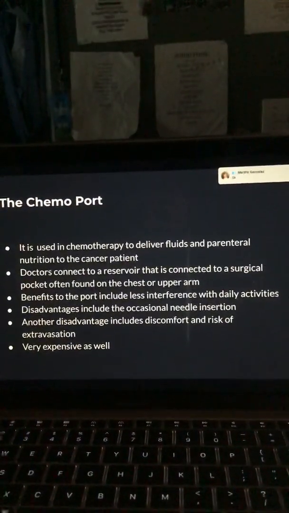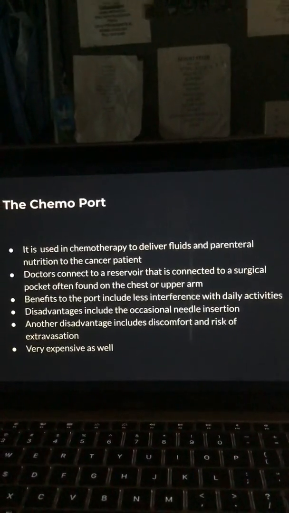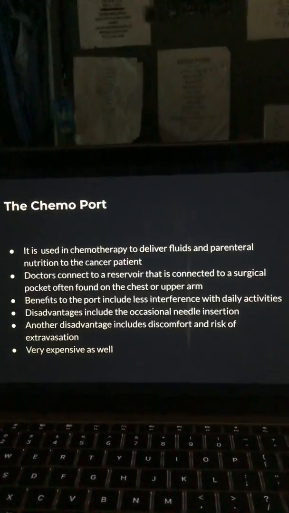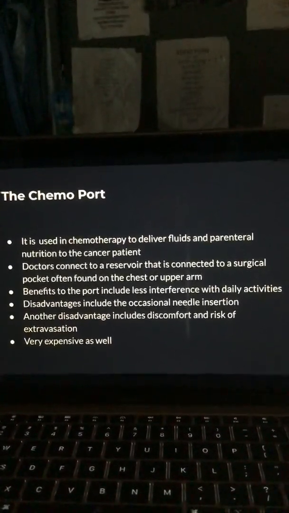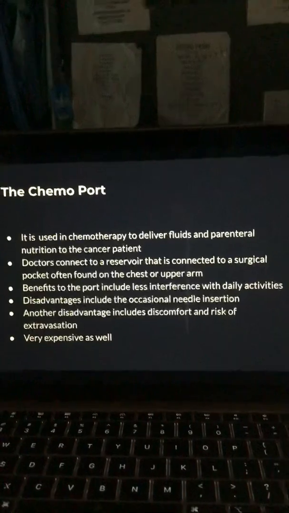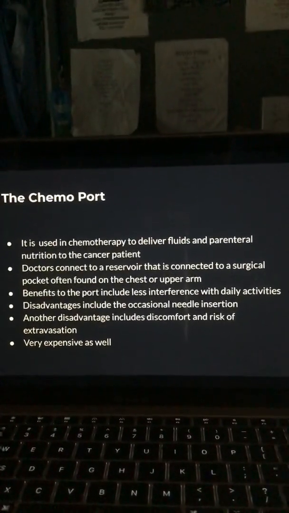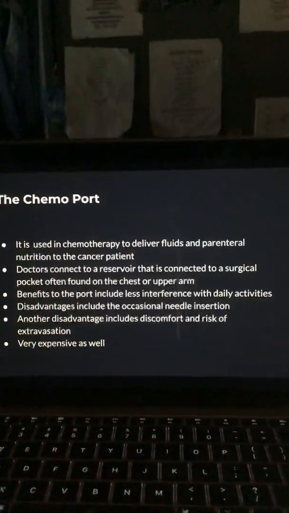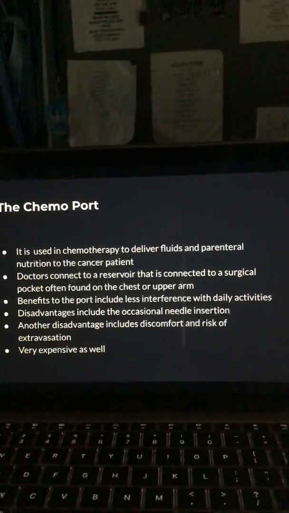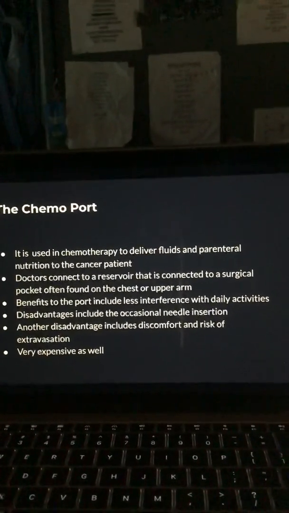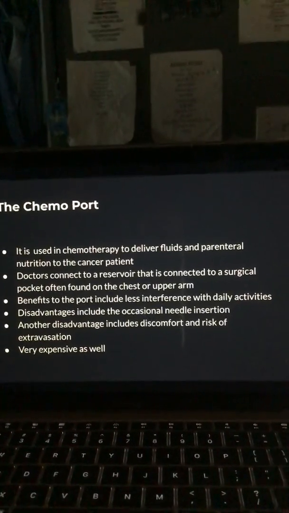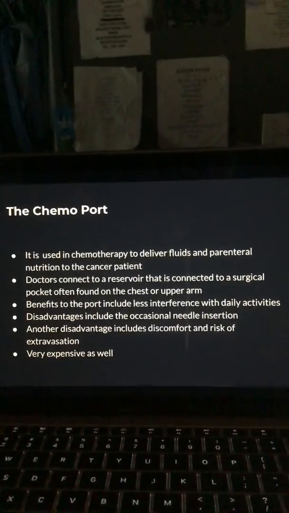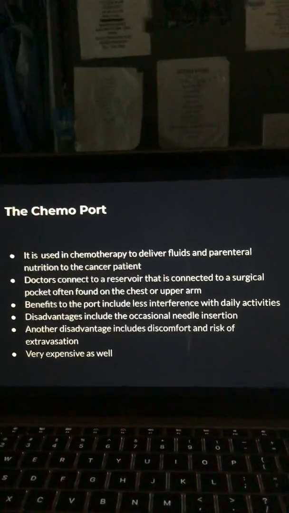Next, I would like to discuss the chemo port. The chemo port is used in chemotherapy to deliver fluids and parenteral nutrition to cancer patients. Doctors connect to a reservoir that is connected to a surgical pocket, often found on the chest or upper arm. Benefits for the port include less interference with daily activities, but there come disadvantages, and some of the disadvantages include the occasional needle insertion. Another disadvantage includes discomfort and risk of extravasation, and this process is actually very expensive as well.